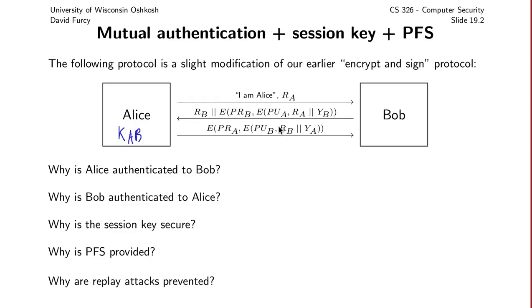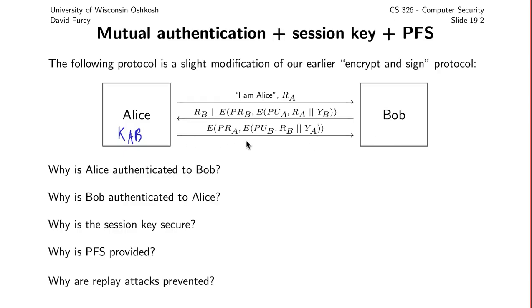She's going to take the challenge from Bob. She's going to concatenate that to her own y number, and then she's going to encrypt the resulting string using Bob's public key and then using her own private key. These are the RSA keys, as we discussed before. These are the Diffie-Hellman elements.